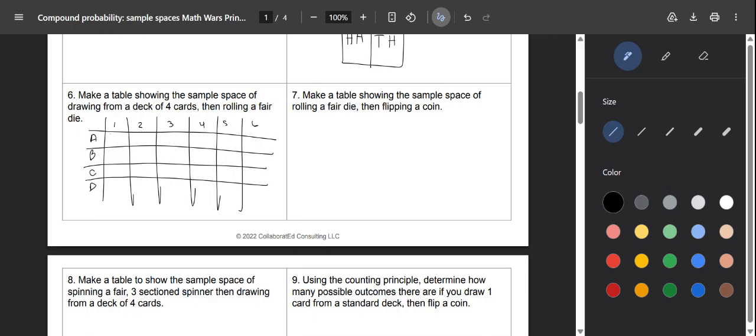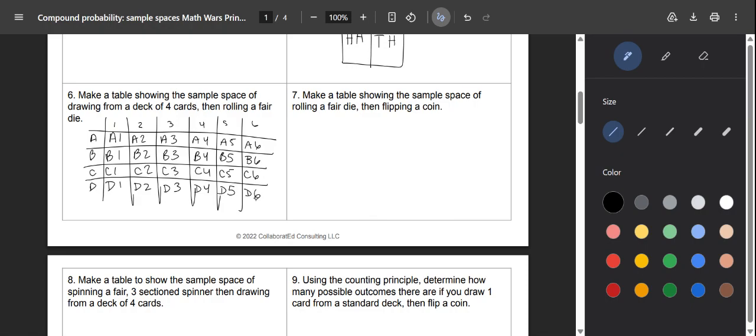So I could get card A, roll a 1, card A, roll a 2, card A, roll a 3, card A, roll a 4, card A, roll a 5, card A, roll a 6. I could get B, roll a 1, B, roll a 2, B, roll a 3, B, roll a 4, B, roll a 5, B, roll a 6, C, roll a 1, C, roll a 2, C, roll a 3, C, roll a 4, C, roll a 5, or C, roll a 6. D, roll 1, D, roll 2, D, roll 3, D, roll 4, D, roll 5, or D, roll 6.